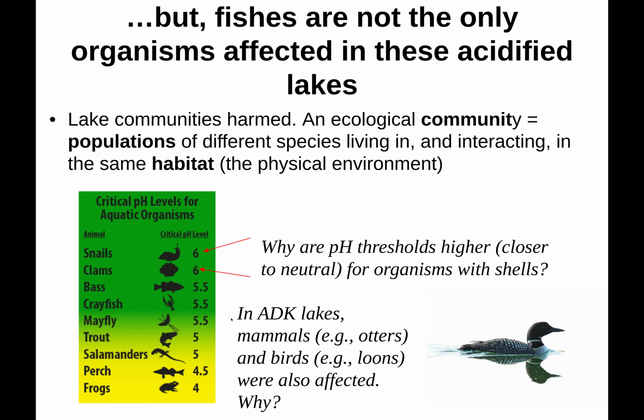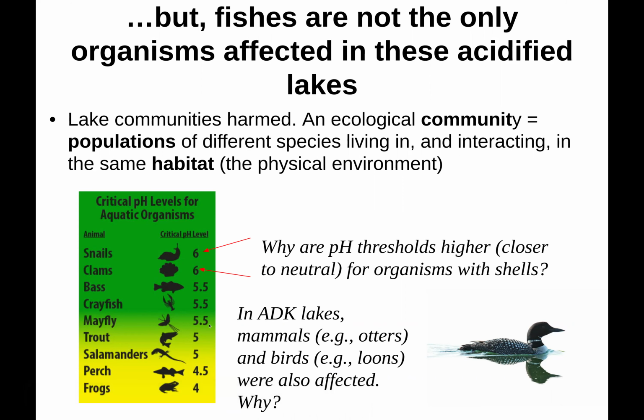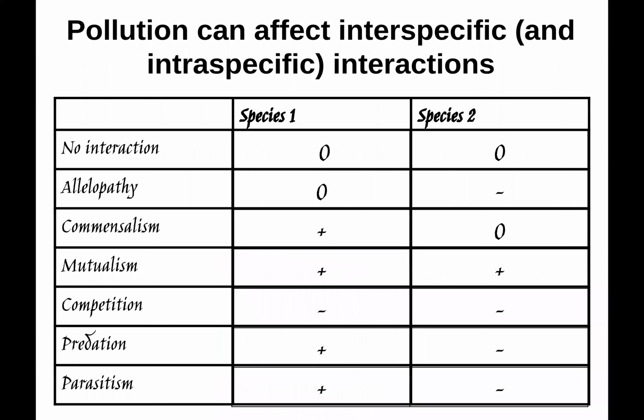But you're also seeing direct effects not just on big things, but on very small things like insects. So mayflies are a type of insect. And you can imagine if you're affecting insects with the pH, well, maybe you're affecting the food that bigger things eat, in addition to affecting their just straight physiology. And so what this gets us to is how pollution affects interspecific and intraspecific species level interactions.